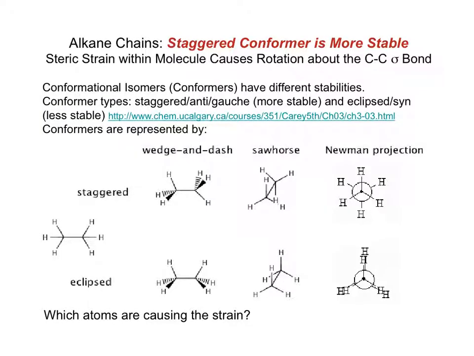Let's take a look at ethane. Steric strain between two hydrogens causes rotation around the carbon-carbon sigma bond. The staggered conformational isomer, or conformer, is more stable or lower in energy than the eclipsed conformer. In the staggered conformer, the hydrogens are farther apart than in the eclipsed. We can represent each conformer by using a wedge and dash, sawhorse, or Newman projection.